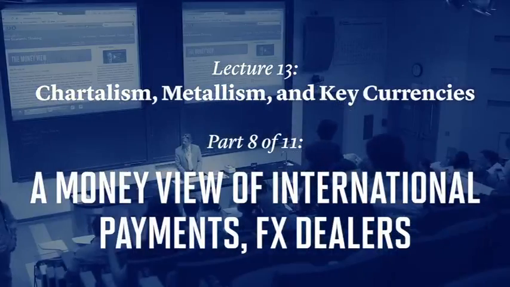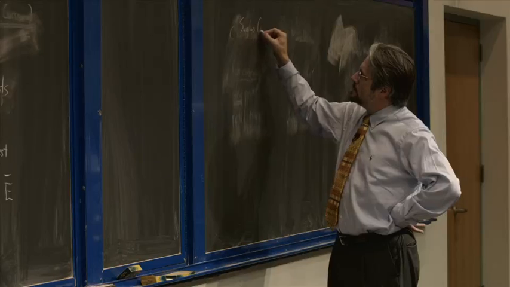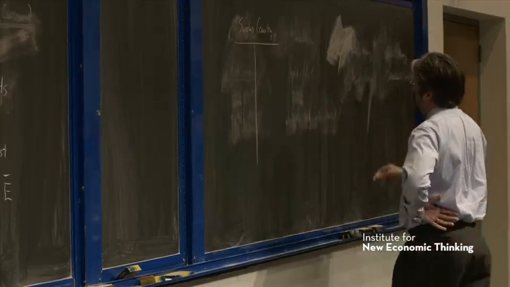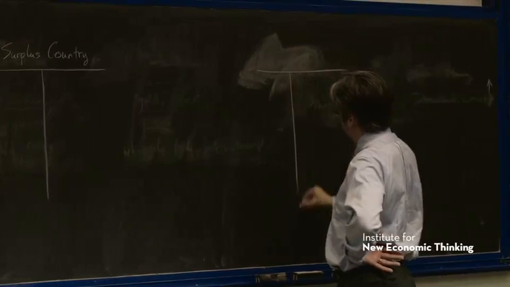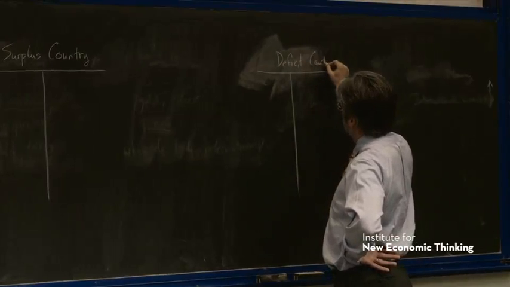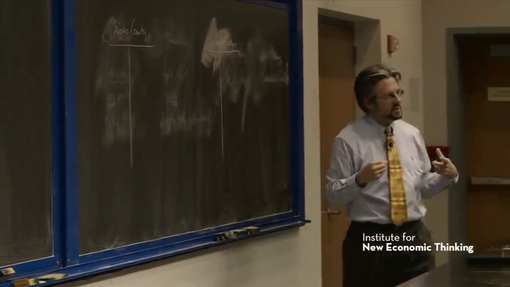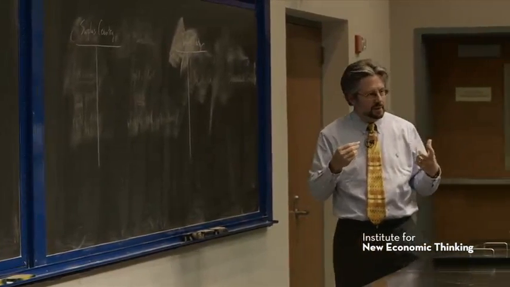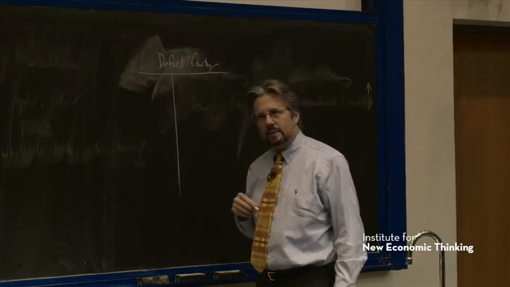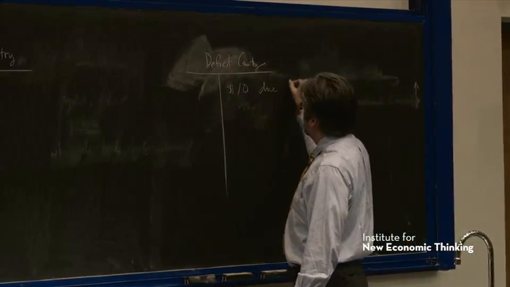Think about two countries. One is a surplus country. One is a deficit country. Deficit and surplus in the sense we've always used in this class, which is in terms of payments. The deficit country has bought something from the surplus country, and it now has $10 due to.